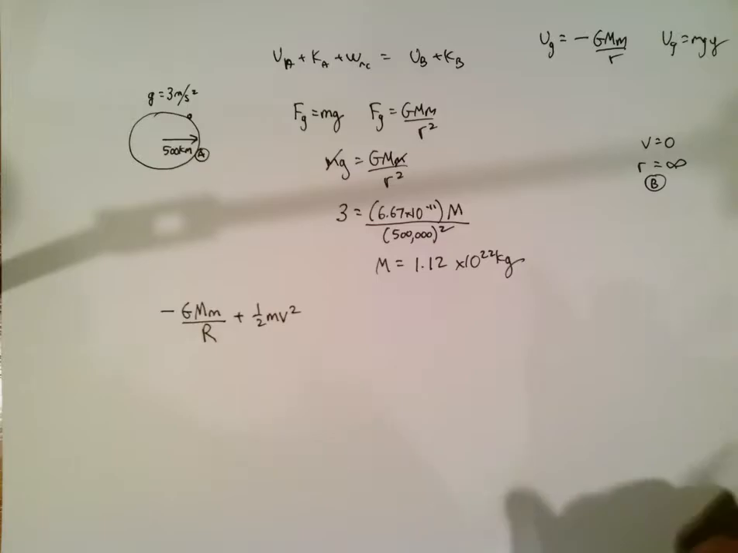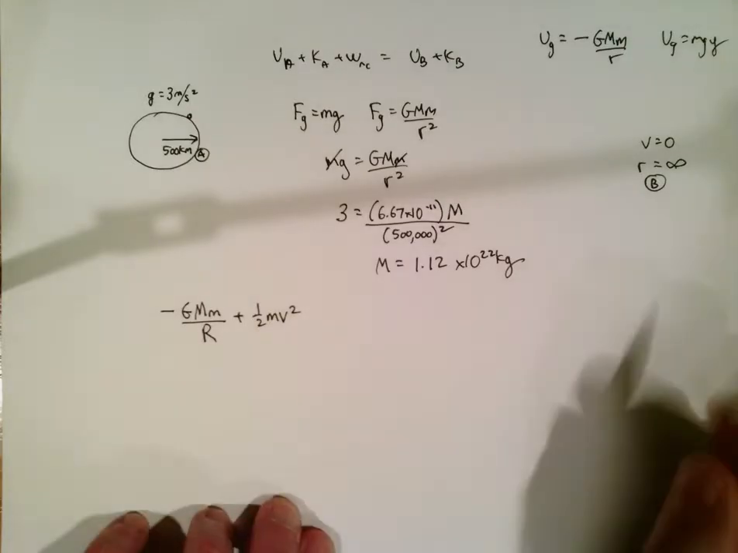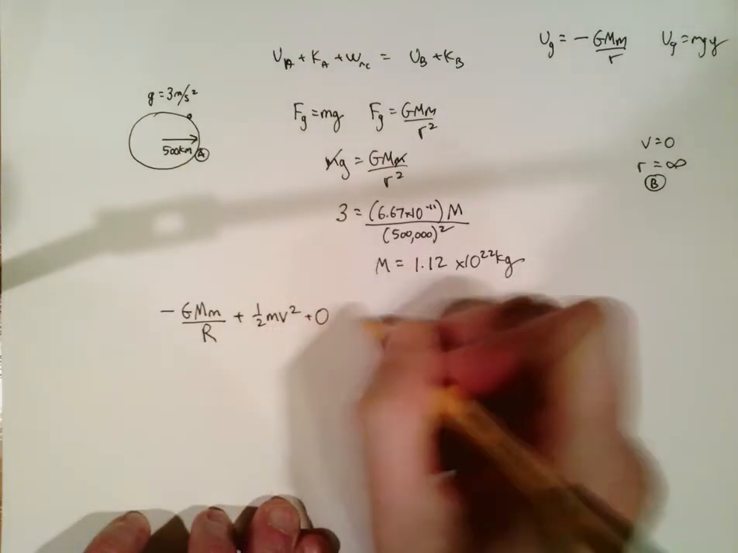Non-conservative forces are forces that don't just switch energy between kinetic and potential. The only force that's acting on this is gravity, and gravity does switch energy between kinetic and potential. So gravity is a conservative force, so that part is 0.